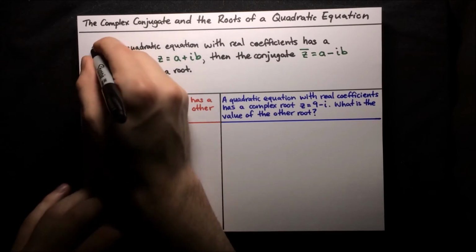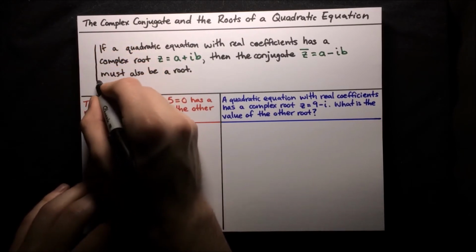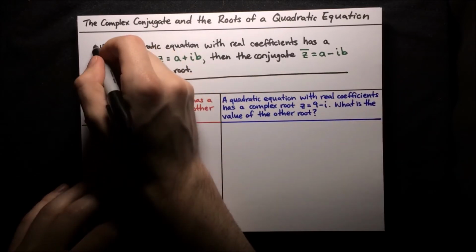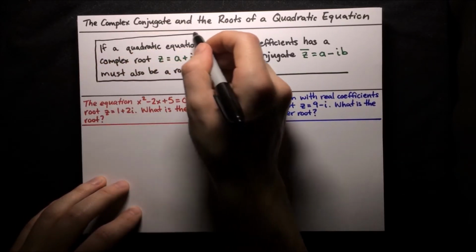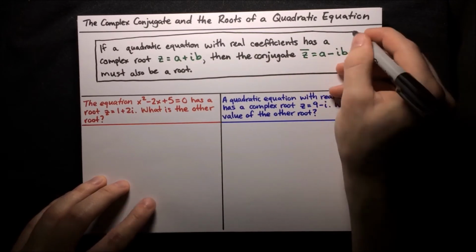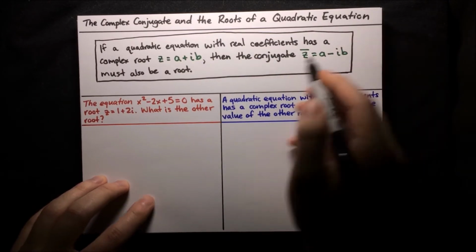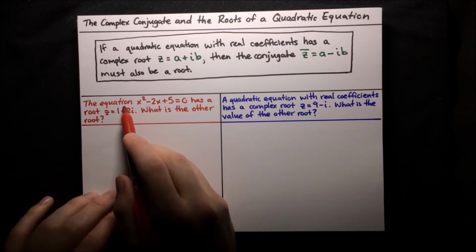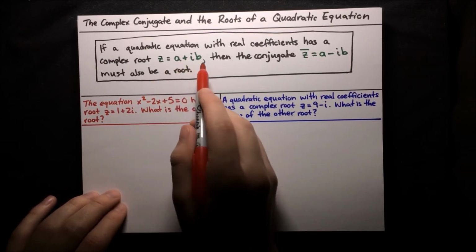So this right here is the relationship between the complex conjugate and the roots of a quadratic equation. And this is going to be the main idea of this video, which we're going to refer back to solve all of the problems, all of the examples in this video. Here's our first example, and this will just be a straightforward application of this idea here.